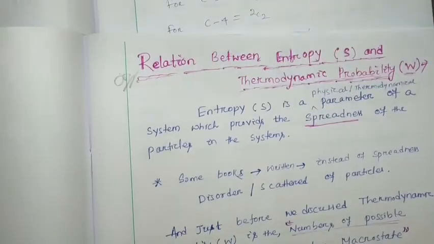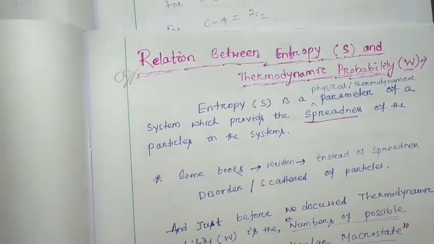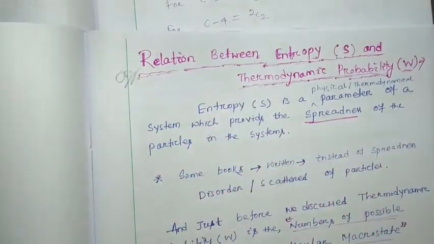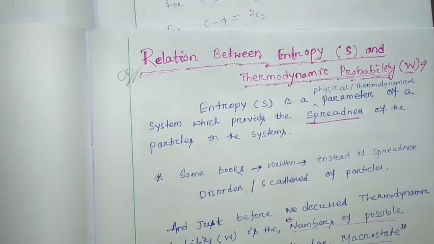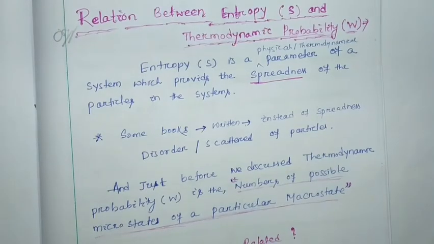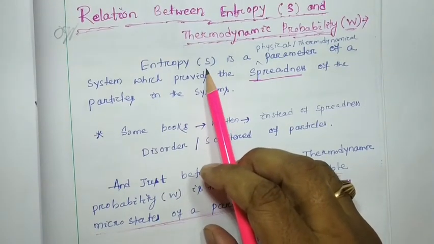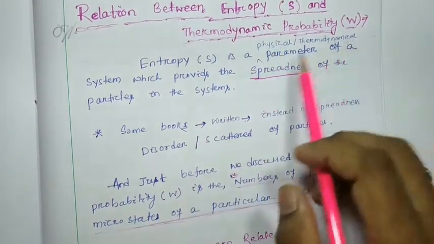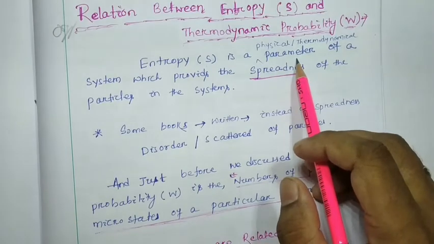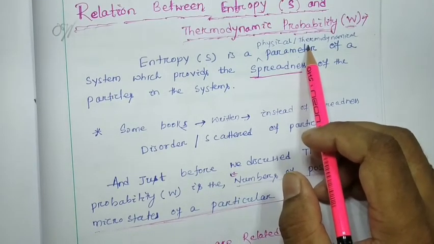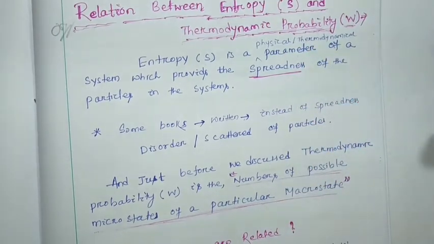Today we have to discuss the relation between entropy and thermodynamic probability. I told you that this is a very important topic, so carefully you have to watch, and accordingly write in your notes by pausing the video. Here entropy is represented by S, a physical or thermodynamical parameter, also called an extensive parameter. How it is extensive, we will discuss later.